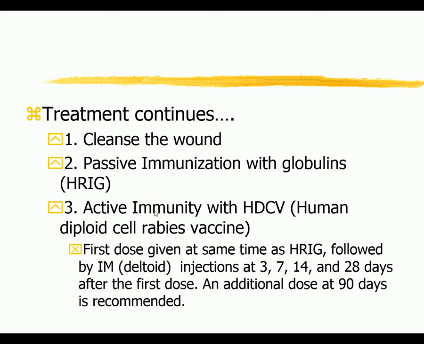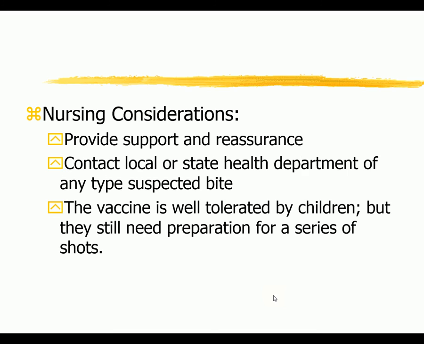You want to cleanse the wound, give passive immunization with your globulins, and then active immunity with your vaccines, which is your human diploid cell rabies vaccine. Now, these injections used to be given in the stomach. We no longer do that. The first dose is given at the same time as the rabies immune globulin. And it's given also then at day 3, 7, 14, and 28. So day 1 is given at the same time that you give the globulins, then day 3, 7, 14, and 28 days after the first dose. An additional dose is usually given at 90 days just to be on the safe side. You need to know those.